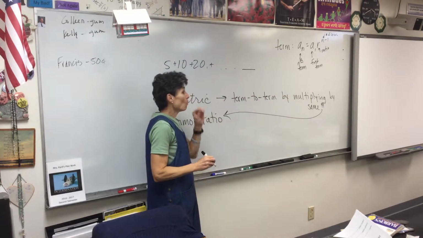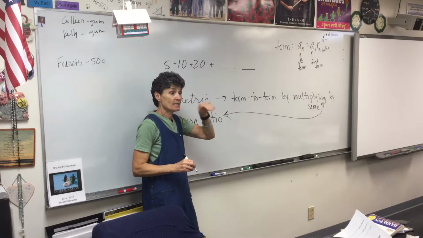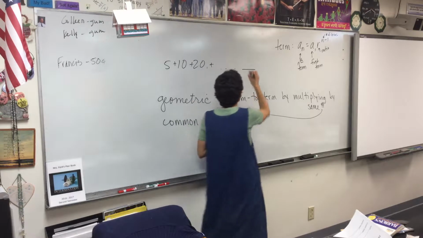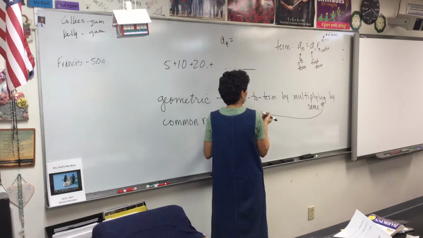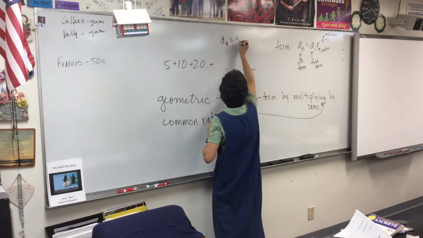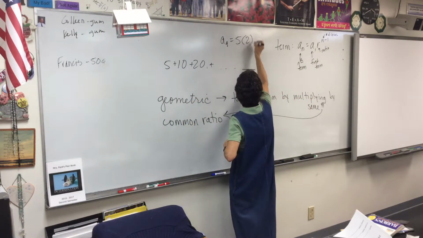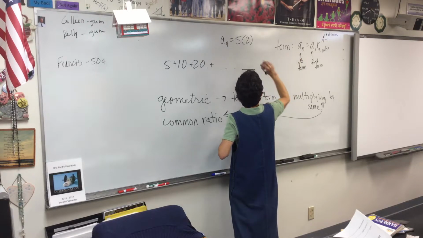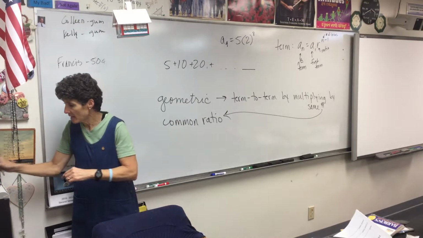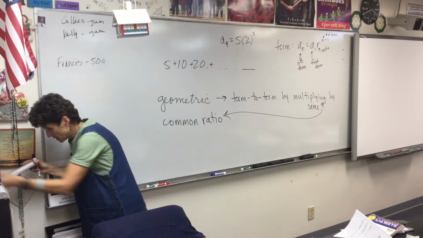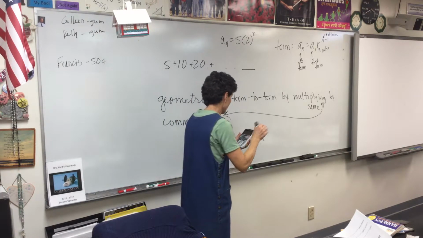So if we wanted to know how many golf balls she hits on the 9th day, we would say A sub 9, that's the 9th term, is 5 times, what did we say our ratio was? 2. And we're going to go to the n minus 1 power, so that would be 8. So on the 9th day, she is going to hit a lot of golf balls.